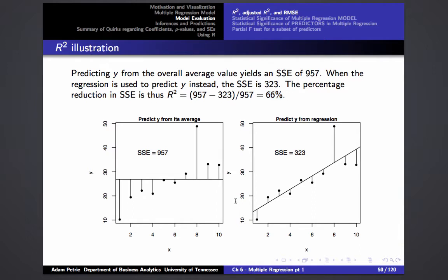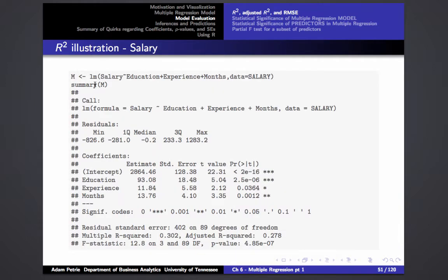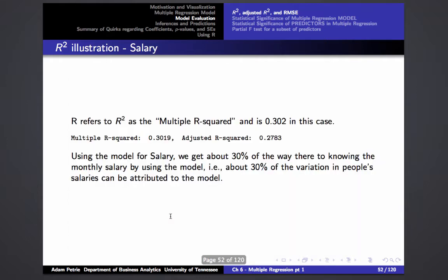All right, using the salary data set, we're predicting salary based on education, experience, and months. We see that the R squared, which R calls multiple R squared, is 30%. So essentially using our model, taking into account education, experience, and months, we get about 30% of the way there to knowing what the salary of an individual is going to be. So just remember that R refers to R squared as multiple R squared. There's an adjusted R squared that we are just about to talk about, but R squared by itself is always going to be multiple R squared here.